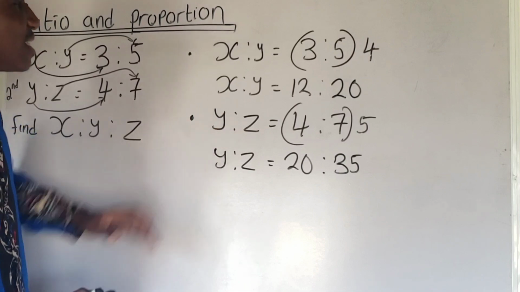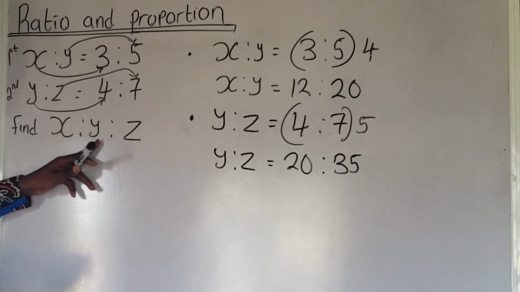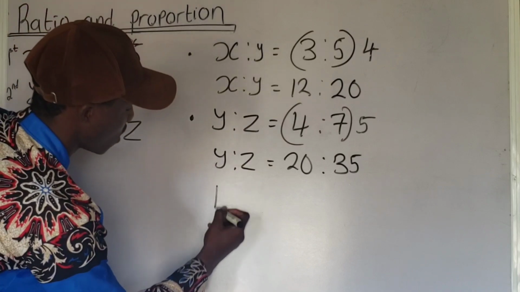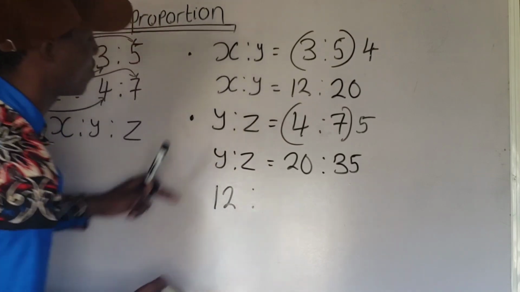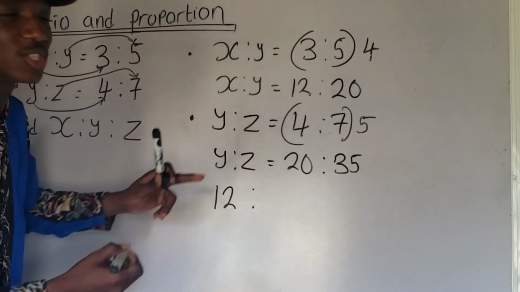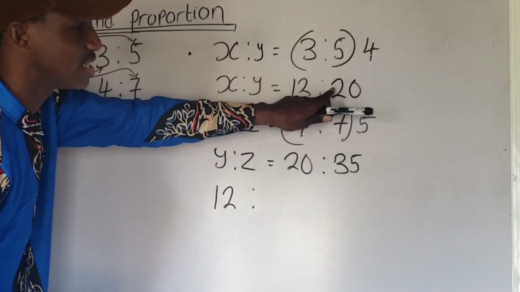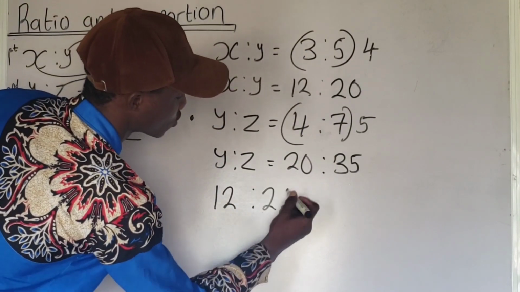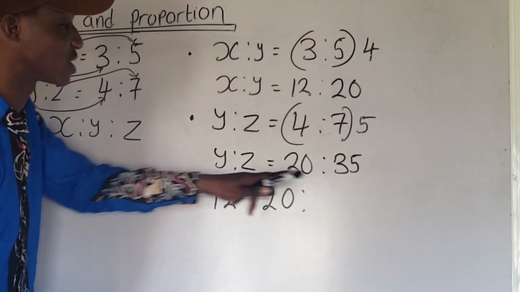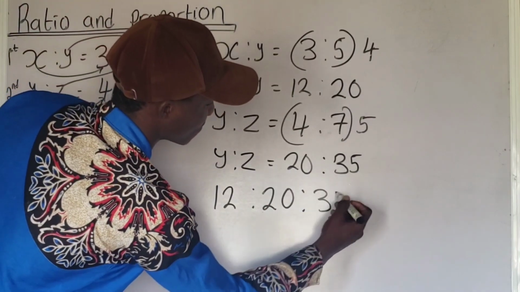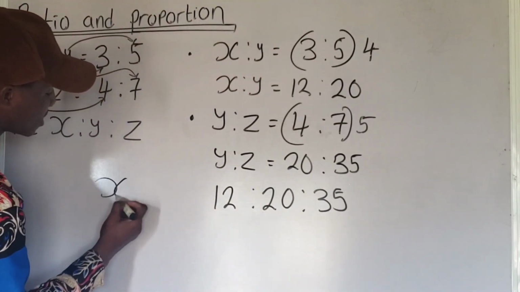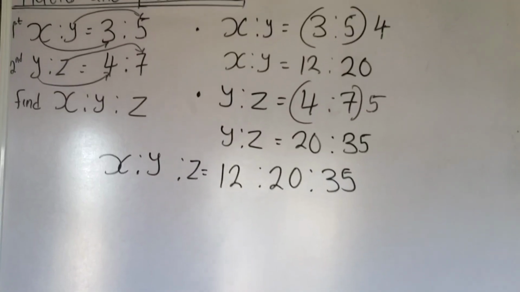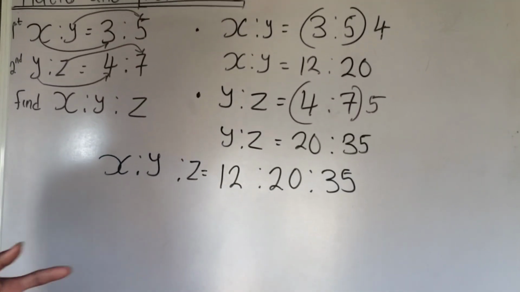Now x to y to z will be: x is 12, and y is now uniform, 20 in both ratios. That will be 12 to 20, and z is 35. That will be the value of x to y to z. So that is the solution to the question.